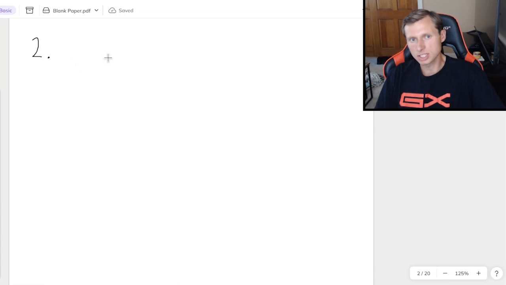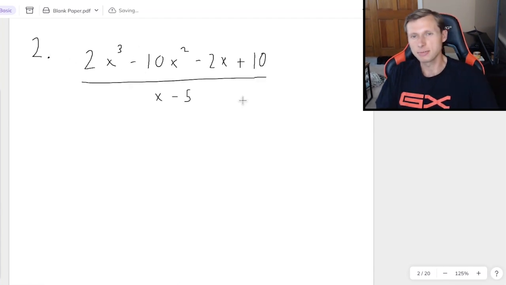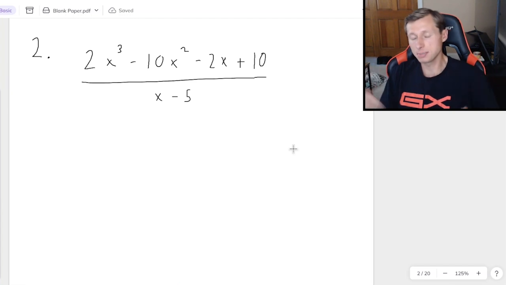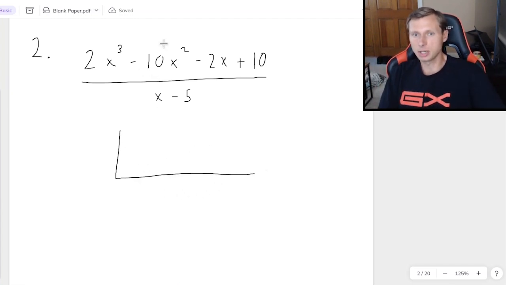So here's the second one. So we have 2x cubed minus 10x squared minus 2x plus 10, all divided by x minus 5. This is obviously another way of writing it, but the setup's going to be the same. I draw my big L, I fill in the coefficients from my numerator, which are going to be 2, negative 10, negative 2, and then positive 10.